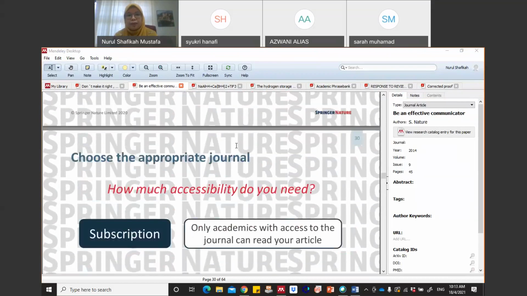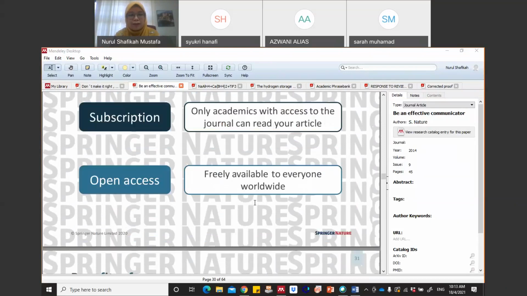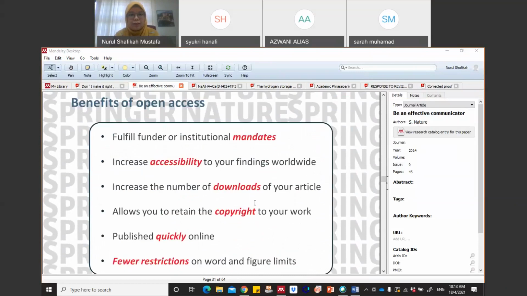Okay, and then you want to submit to the journal. How much accessibility do you need? With subscription, only academics with access to the journal can read the article. For an open access journal, it's freely available to everyone worldwide. So many people can see your paper if you submit to open access. Okay, there are a few benefits for open access journals. I don't want to go into detail.